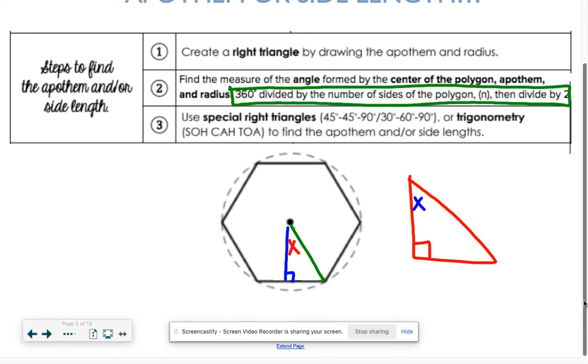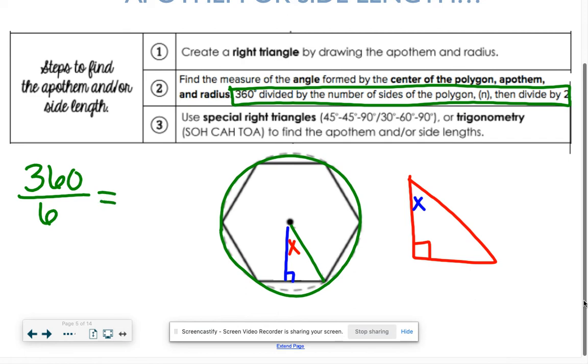We're going to take 360, because that's how many degrees are in this circle here, divided by how many sides there are. So in this case, 360 divided by 6, which gives us 60 degrees. Then we divide it by 2, because the angle we just calculated is for this whole angle here, but we only want half of it. So we take that 60 and divide it by 2, and we get 30. So now this angle right here is 30 degrees.